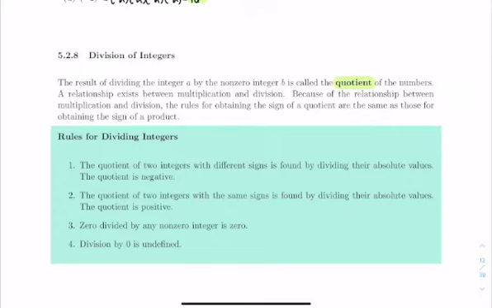So the quotient of two integers with different signs is going to give you a negative number. The quotient of two integers with the same sign will give you a positive number. 0 divided by any non-zero integer is 0, and division by 0 is undefined.